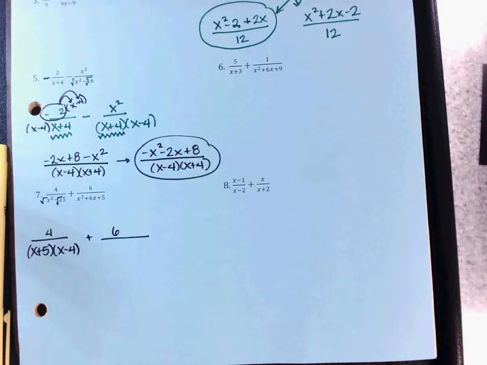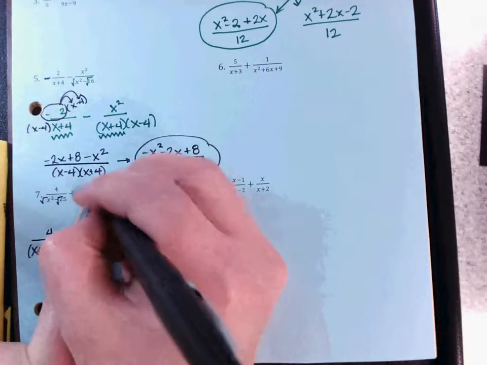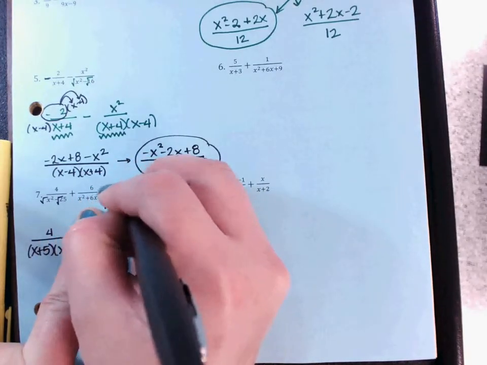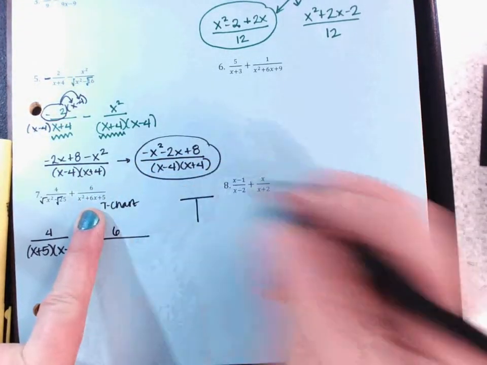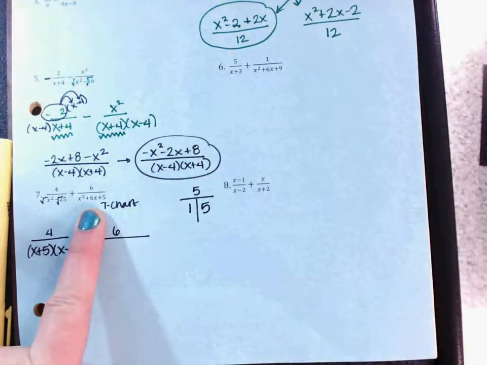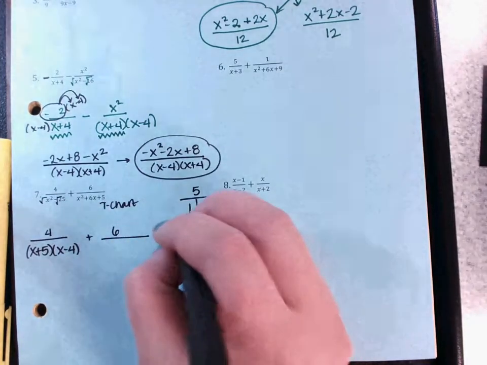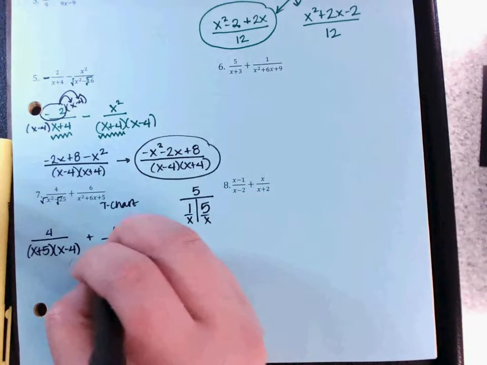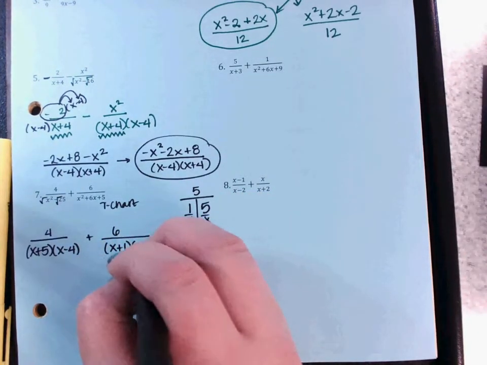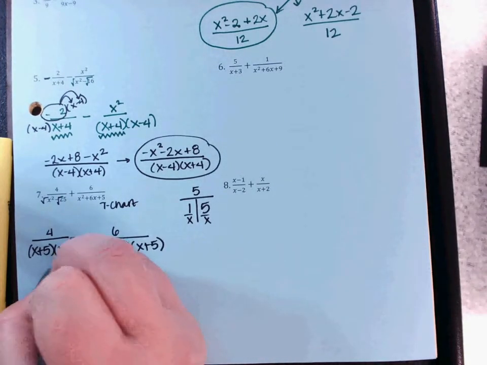Okay, the other bottom, I need to do what method here? T-chart. Very good. So let's set up our T-chart. I need a 5 at the top. 5 is prime. 1 times 5 are the only partners that multiply to that. Do they also add to 6? Yes. So I'll have over x, x plus 1, x plus 5. Oh, crap. I did put a 4. Sorry. That is a 5. Thank you.